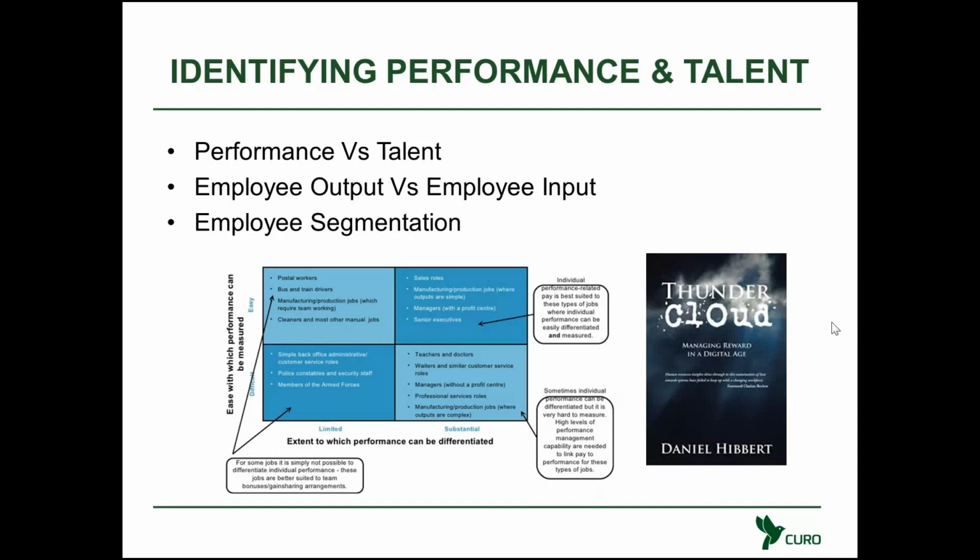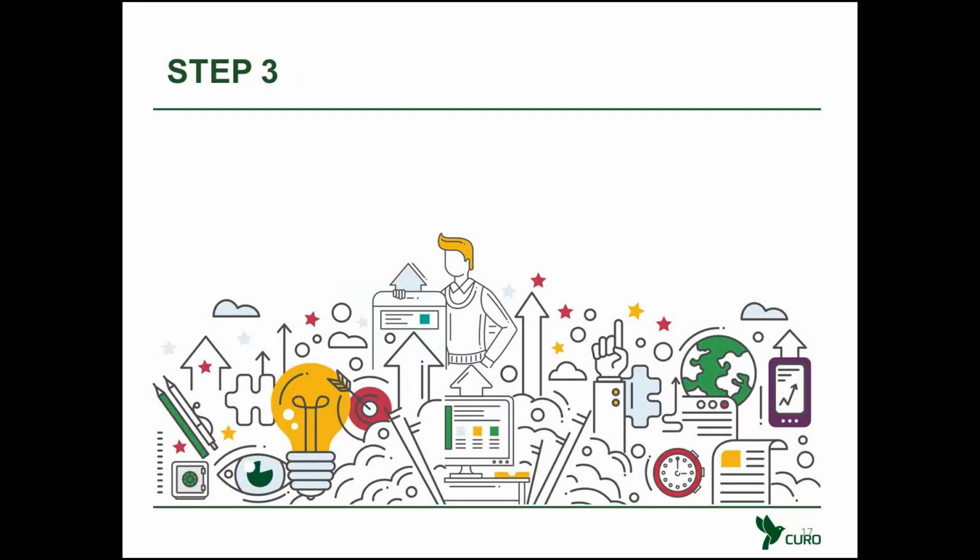This graphic is from his book, which shows his analysis of different types of jobs and how the ability to differentiate performance and measure performance varies by the type of work undertaken. So what's important here is that you get the conversation going in your own organisation on what performance and talent means for you and how you can recognise, reward and measure that. So once you've looked at performance and talent, then you can start to focus on how to reward that.